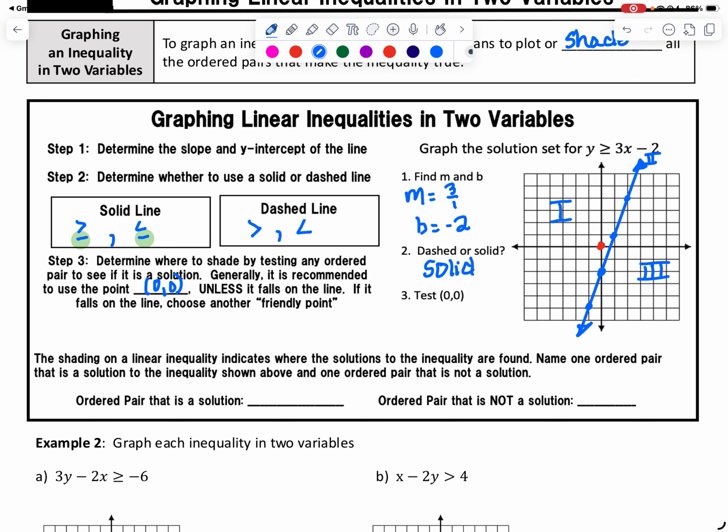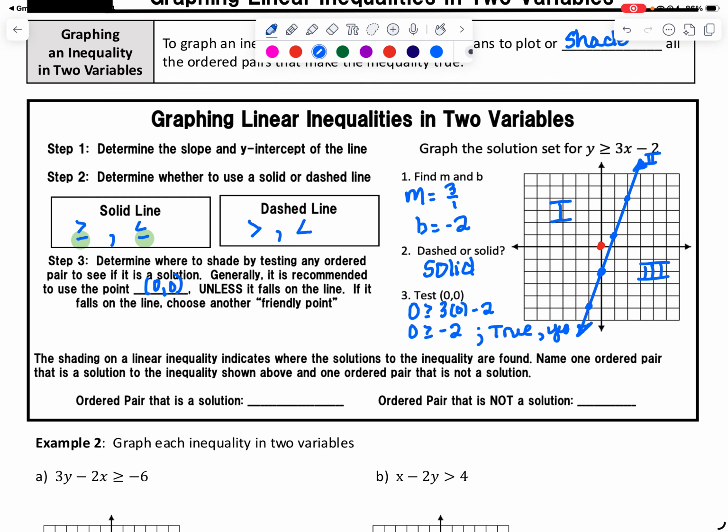So to test it, I go back to the original inequality, y is greater than or equal to 3x minus 2, and I put a 0 for the y, then I put a 0 for the x, and then I see if I get a true statement. So 0 is greater than or equal to, 3 times 0 is 0, and 0 minus 2 is negative 2. So we ask ourselves, is 0 greater than or equal to negative 2? Well, that's a true statement. So yes, 0, 0 is a solution.